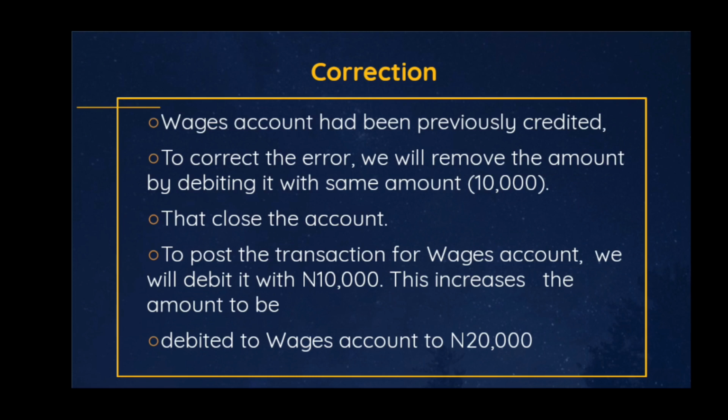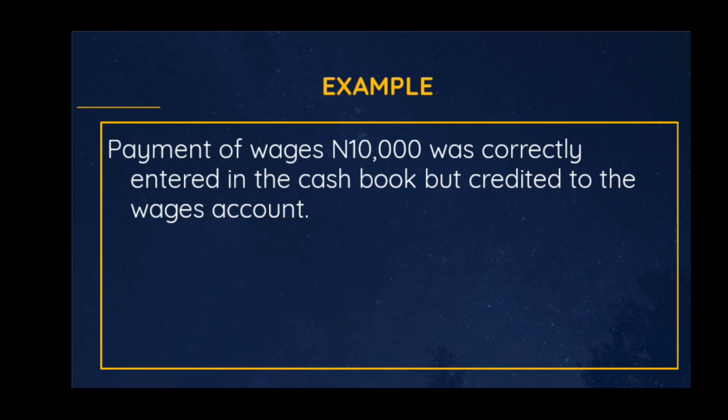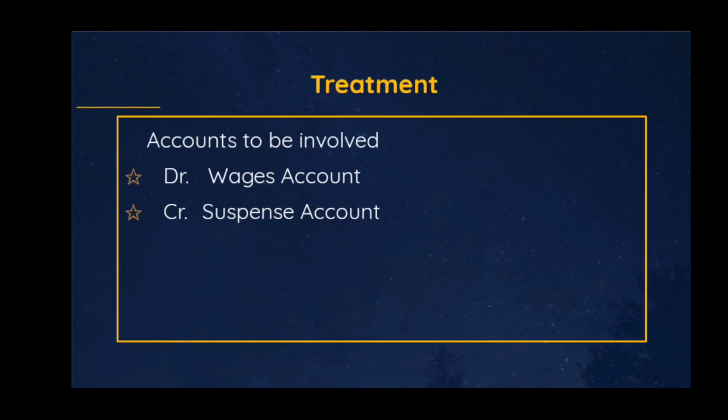So if we look at that, we are going to double the amount. In the case of a one-sided error like this, we double the amount in the account. So we are going to debit wages account with 20,000 naira, and the corresponding credit entry will go to the suspense account, 20,000 naira. From the 20,000 naira we debit to the wages account, remember 10,000 naira had been wrongly credited. So if we remove that 10,000 naira, we have 10,000 naira balance there. That is what the correction is about.